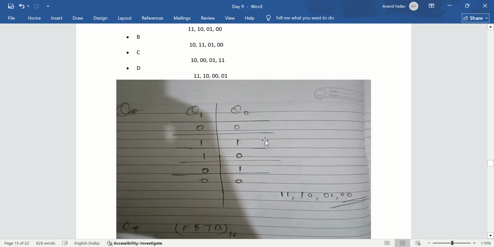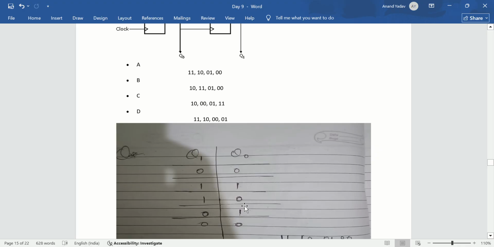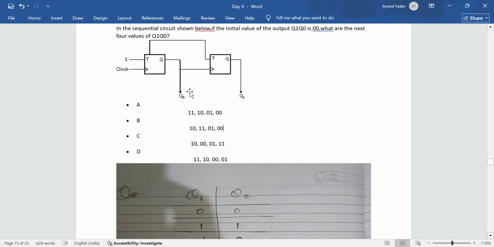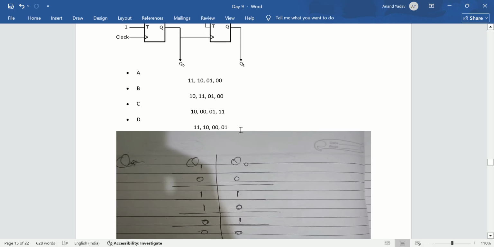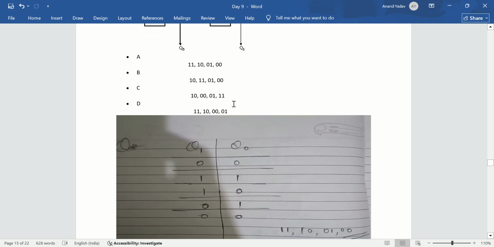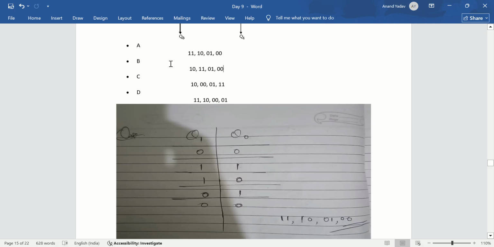No, it's correct. So it changed. Now again it toggles to 1 0, and then if 1 0, then here is 0, then it does not toggle, it holds its previous value, and then again it toggles Q0 to 0 1, and then if it is 1, it will again toggle 0 1, and in the next clock cycle it again toggles, but here is 0, so again it holds the initial value. So these are the four states. So for this question option A is correct.